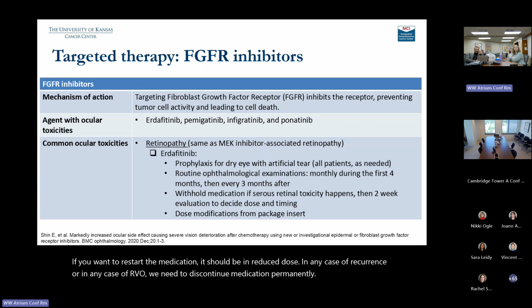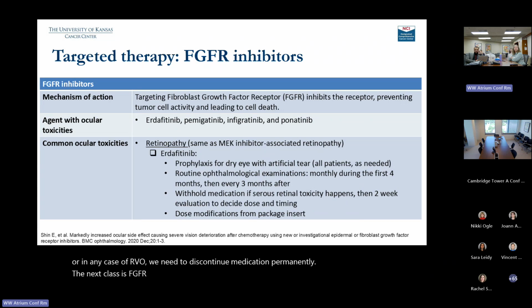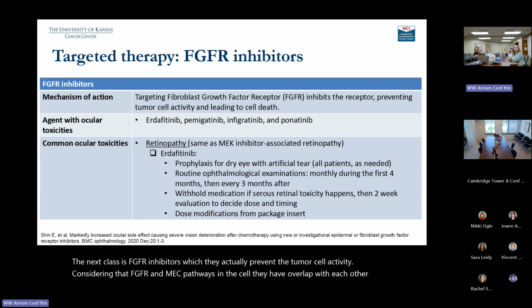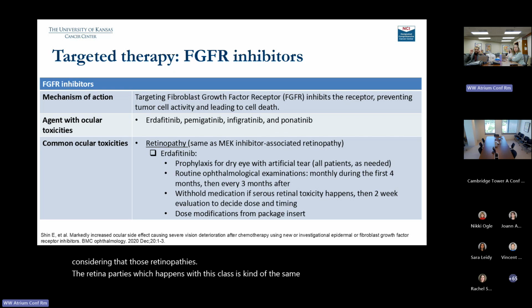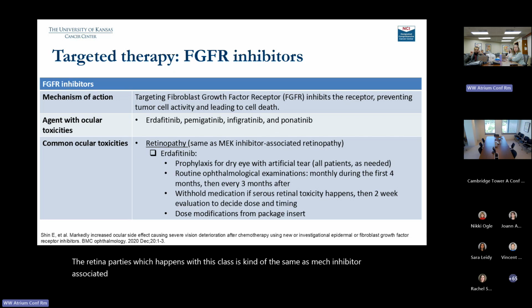The next class is FGFR inhibitors, which prevent the tumor cell activity. Considering that the FGFR and MEK pathways in the cell overlap with each other, inhibiting one of those pathways makes similar toxicities to the other one as well. So the retinopathies which happen with this class are kind of the same as MEK inhibitor associated retinopathy.